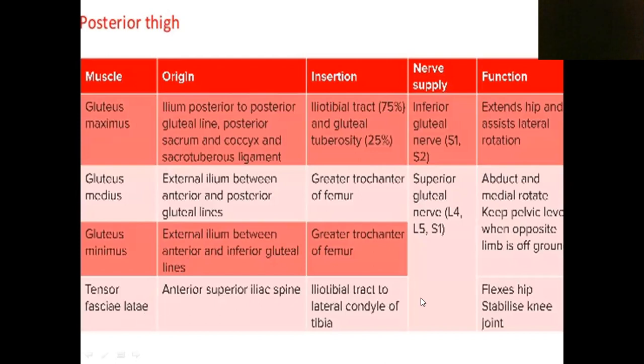Tensor fasciae latae, that is wrong. We will discuss it later. So these three muscles are clear: gluteus maximus, gluteus medius, and gluteus minimus.